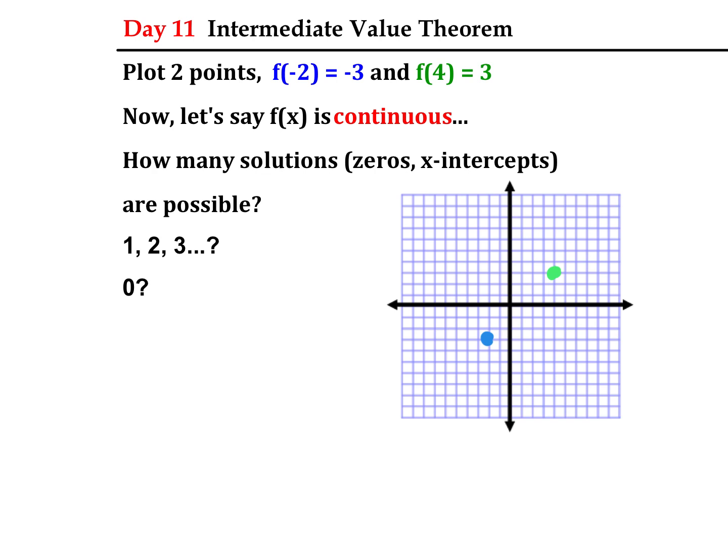But is it possible for me to get from one to the other without hitting the x-axis? And the answer to that is no. Because the number 0 lands in between negative 3 and 3. So in order to get from a y value of negative 3 to positive 3, I have to cross through 0 at some point, assuming my function is continuous.